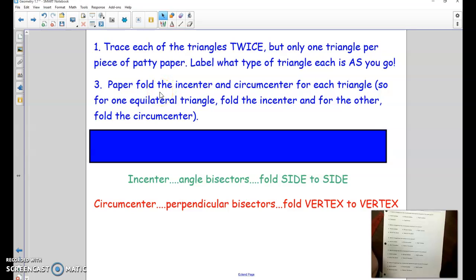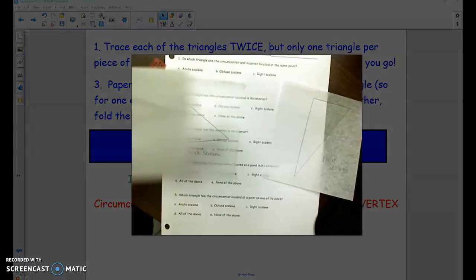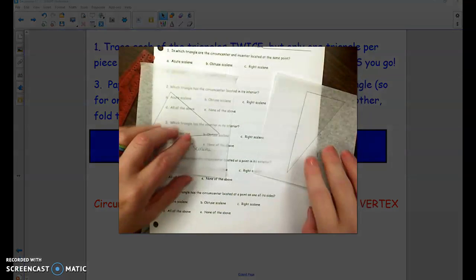So in other words, you're going to have one equilateral triangle that you fold the incenter for, and the other equilateral triangle you're going to fold the circumcenter for. And you're going to do that for each one. So you have 2 acute scalenes. On one of them, you're going to fold the incenter, and on the other one, you're going to fold the circumcenter.